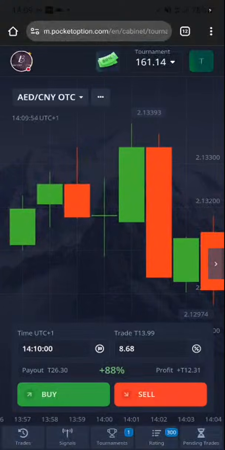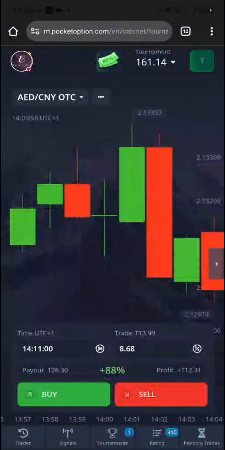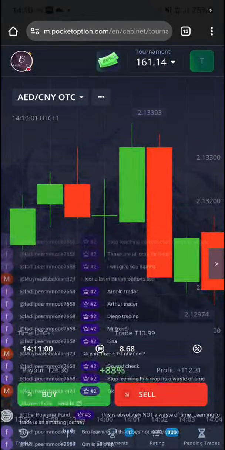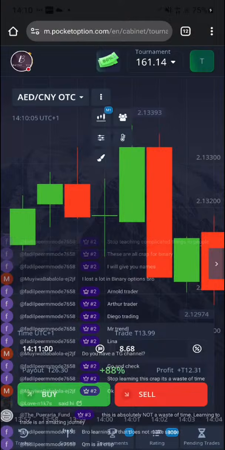Look at this. Just this candle alone, this cross-like candle called a doji, can make you a lot of money if you know what to do with it. You get the gist.